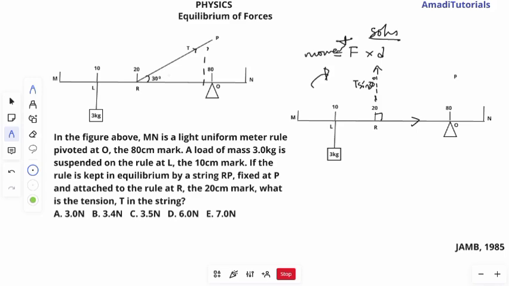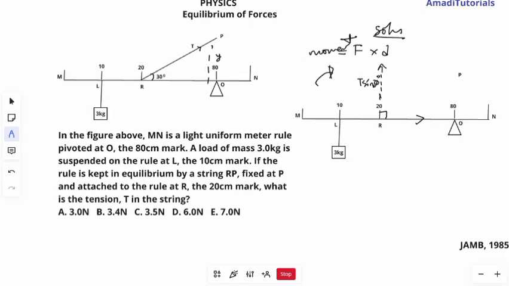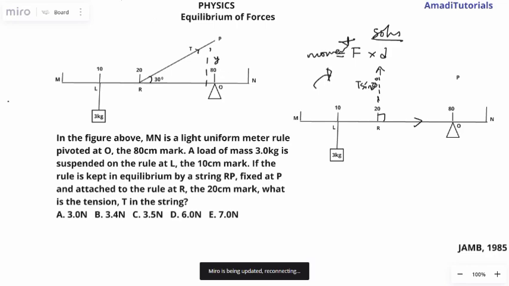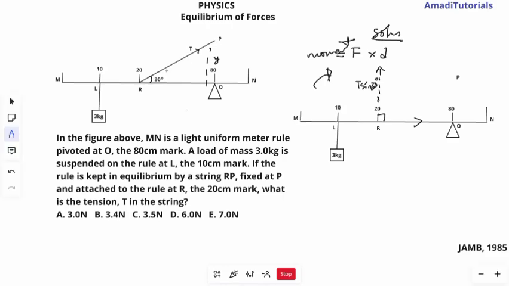Sine 30 will be opposite over hypotenuse. So if you name this place y, sine 30, sine is opposite over hypotenuse. So if you write sine 30, that will be opposite, which is y, over hypotenuse, which is T, this T here. This parallel line is equivalent to the vertical component, which is represented here.